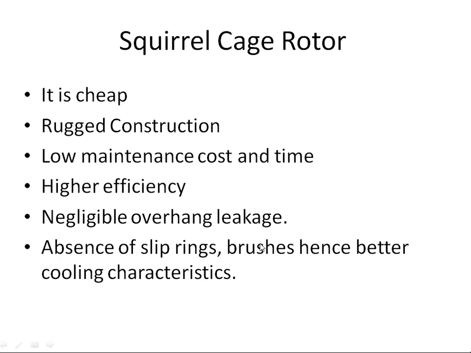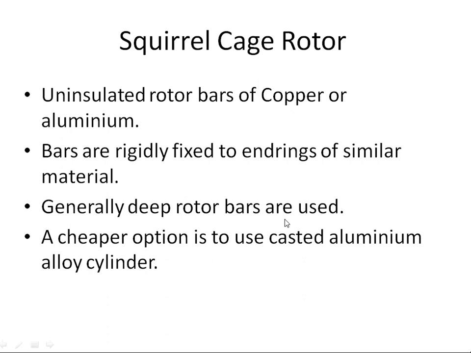And also you can see that the core is smooth, and there are no slots provided for the winding, so the slots generally provide obstruction to the flow of air. As there are no slots in the squirrel cage rotor, the air will flow smoothly over the surface and take away the heat at a faster rate as compared to the slip ring. So definitely the cooling characteristic is much better in squirrel cage rotor.